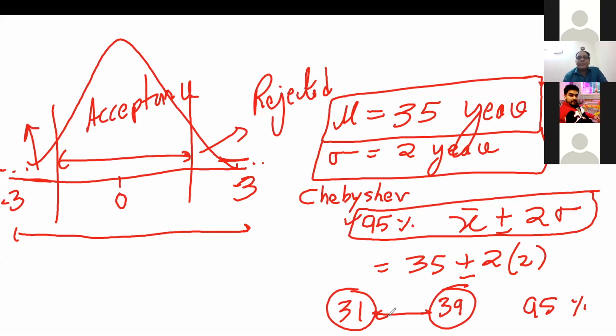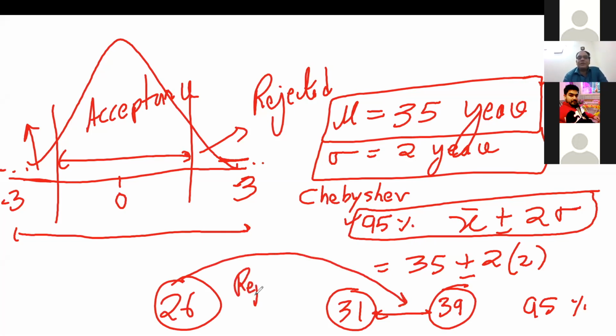Now I pick a sample and found that the average age is 26. So because my value is not coming in between this, I will reject my hypothesis, right? So this is the concept of confidence interval. You calculate the higher value upper limit and lower limit.